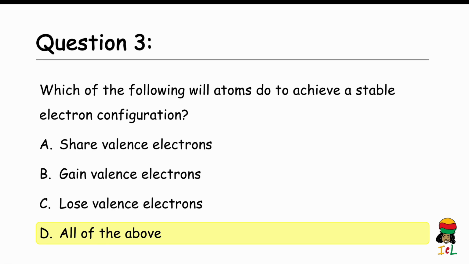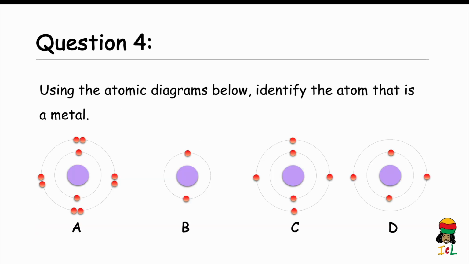The answer is D. All of the above. Atoms achieve a stable electron configuration either by sharing, gaining, or losing electrons. Question 4. Using the atomic diagrams below, identify the atom that is a metal. Is it option A, B, C, or D?